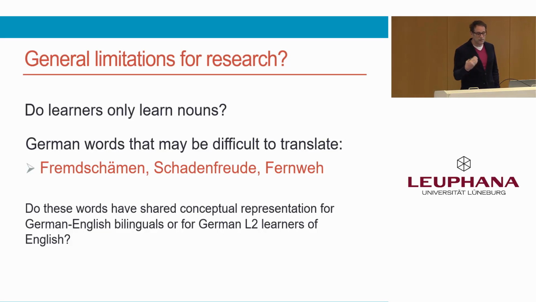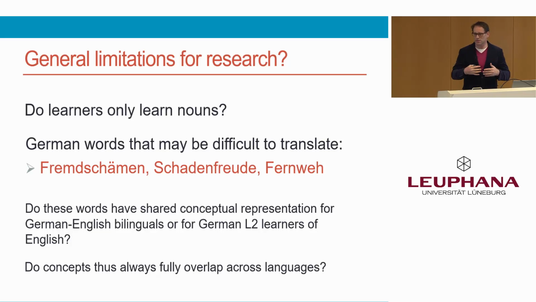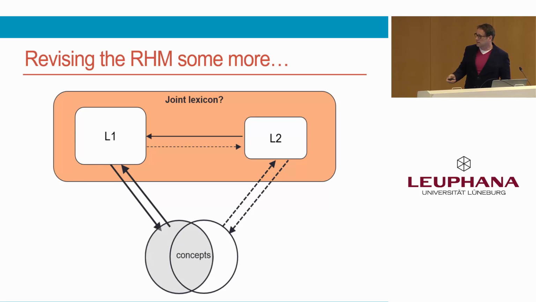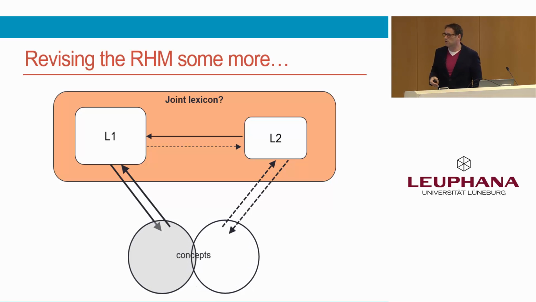So my question is, would these have a shared conceptual representation with bilinguals or language learners? And so do the concepts always fully overlap? And we might not have to take words that we can't really translate. There may also be a translation in the other language, but with a slightly different meaning, right? I think there are words in Russian that you can translate into English, but the meaning is not entirely the same. So one would have to revise this model we looked at before, and also see that sometimes the concepts actually don't overlap at all, or only very little.